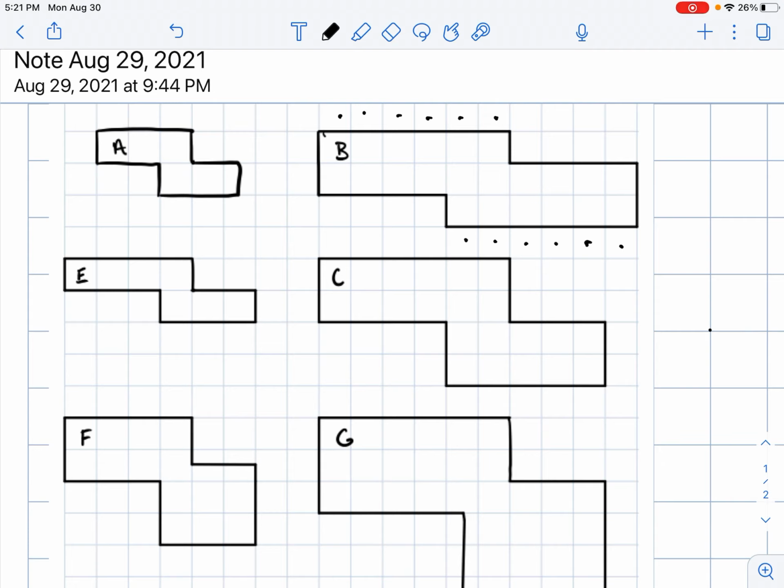Okay, looking at C, so they doubled it. You have 6 on top, and then you have 5 on the bottom. So that one checks out. So these two are scaled copies.